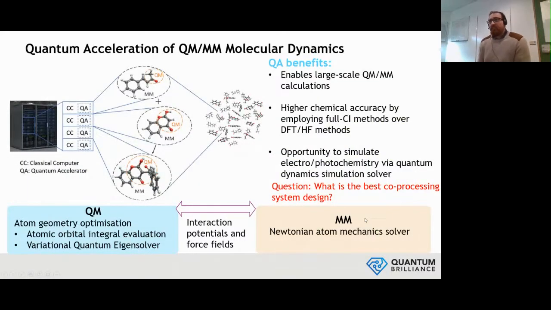What we could offer here is to accelerate the sort of calculation in the literature called QM/MM, molecular dynamics. You see there is a picture that shows we have several classical computers and several quantum accelerators. If you're interested in describing the dynamics of an interesting chemical system, the quantum accelerators can work on the individual molecules. Typically, this is called QM, which would do atom geometry optimization. So QM would do parts like atomic orbital integral evaluation, and solve the optimization problem using something like VQE.